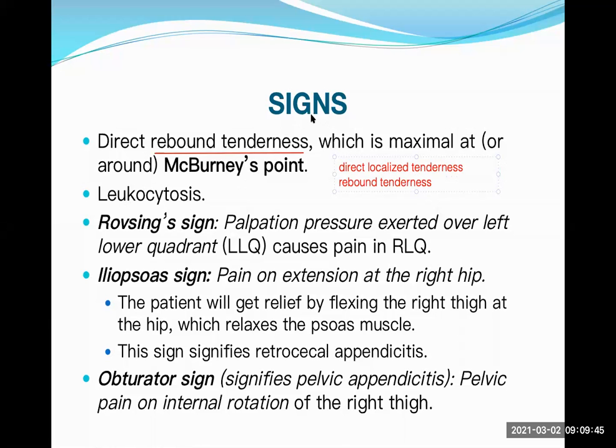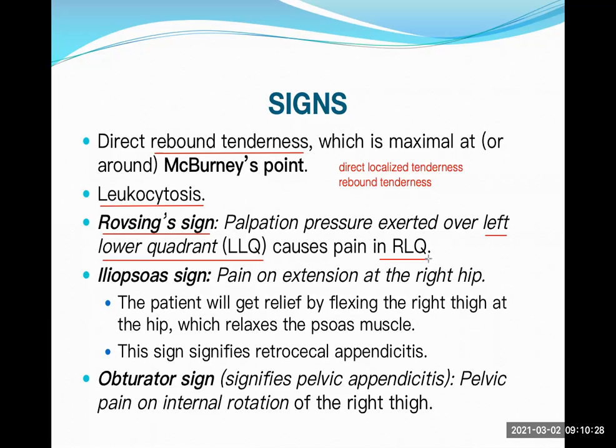Now, another one is leukocytosis. Leukocytosis is a raise in WBC count. This is one of the common features of appendicitis because of the bacterial infection which is occurring there. Though actually speaking it is a lab feature, it is included as one of the signs because it really helps us in the diagnosis. Another is Robson sign. Now, what is Robson sign? Robson sign means when we palpate or press on the left iliac fossa, the left lower quadrant, the patient feels pain in the right iliac fossa.